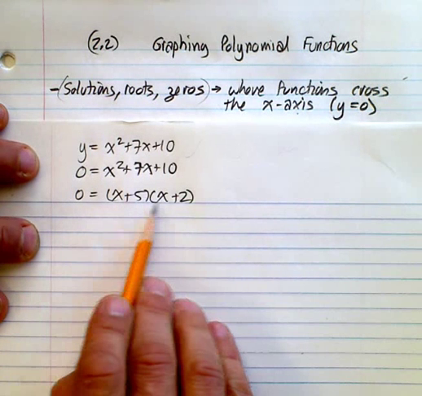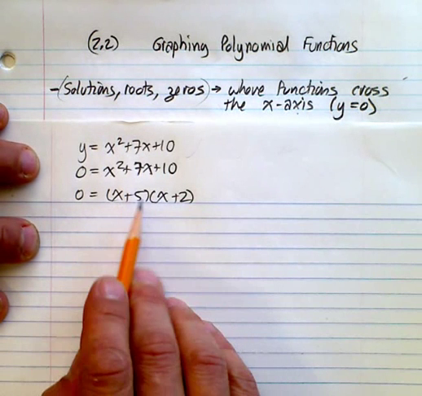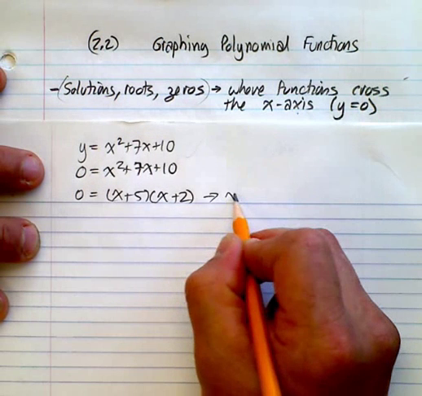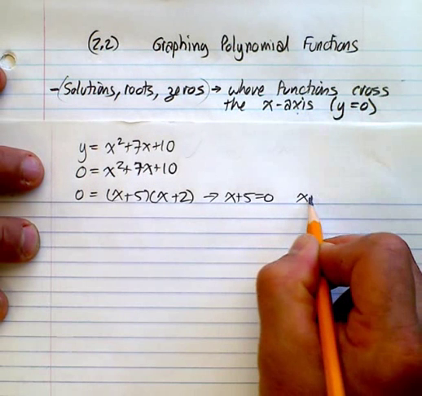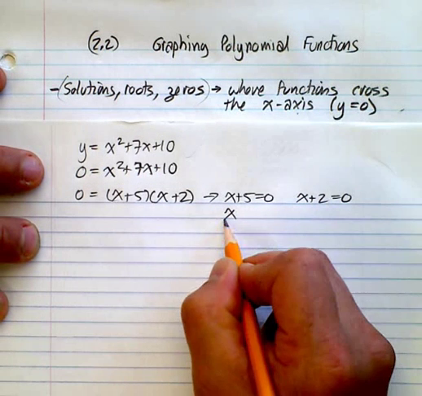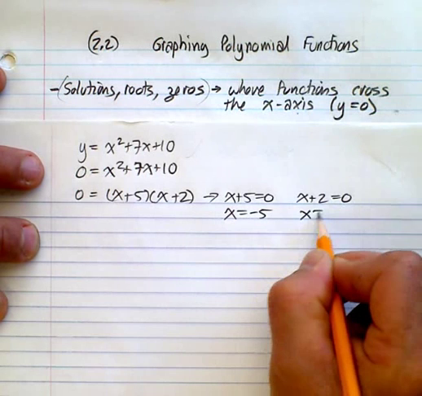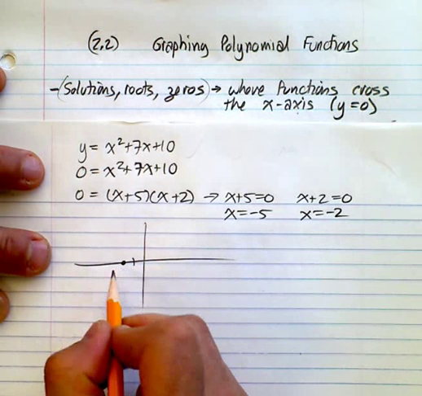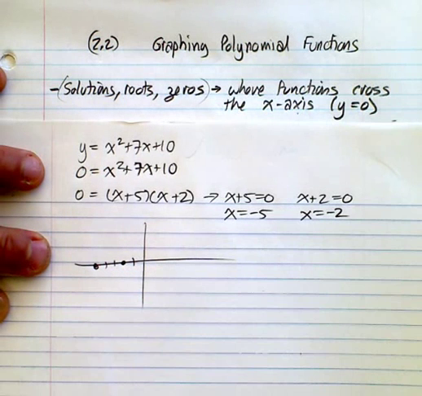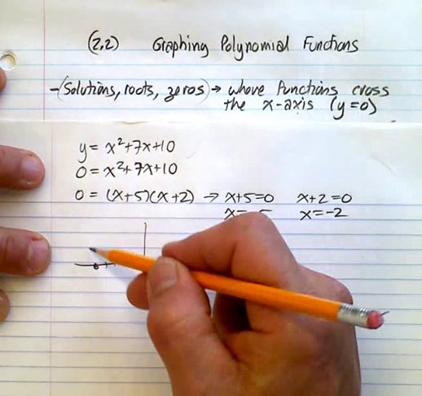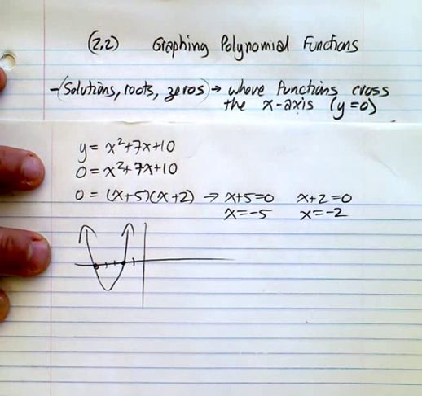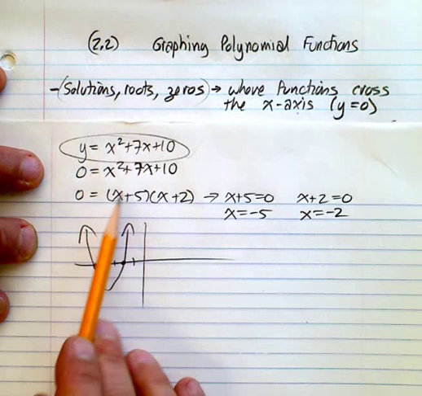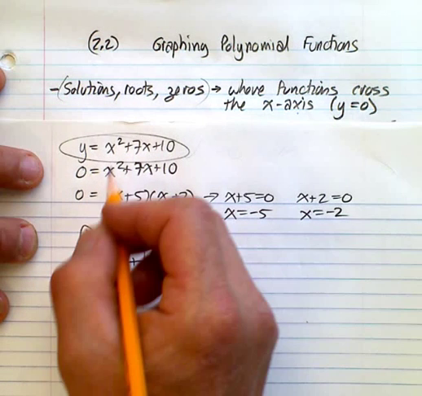Now these are factors, okay? These are factors. Now if you want your solutions or the roots or the zeros, you need to make each of these equal to 0 and then solve them accordingly, which means x would be equal to -5 and x would be equal to -2. And what that means is that it crosses at -2 and it crosses at -5. It's a positive one, which means it opens up, and boom, that would be an approximation of the function graphed, okay?